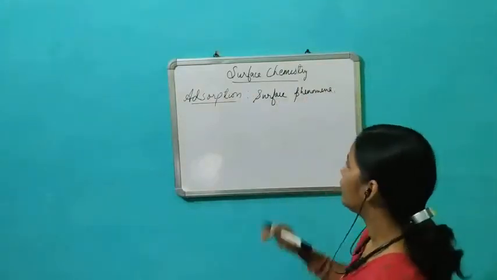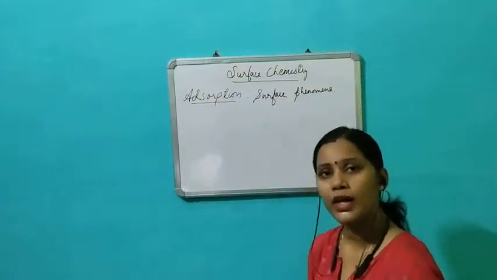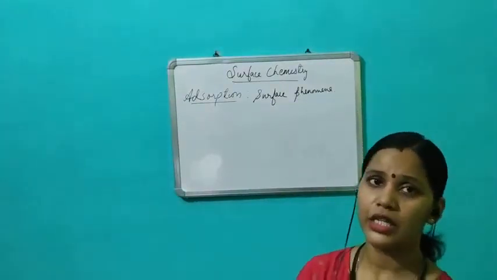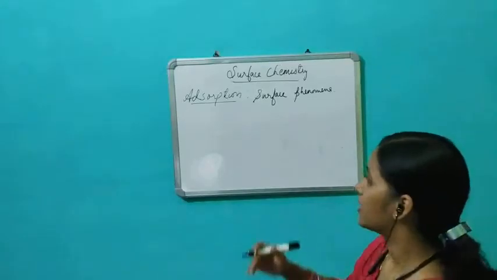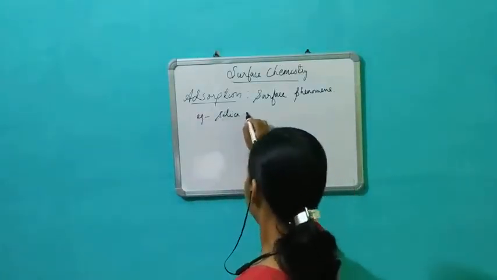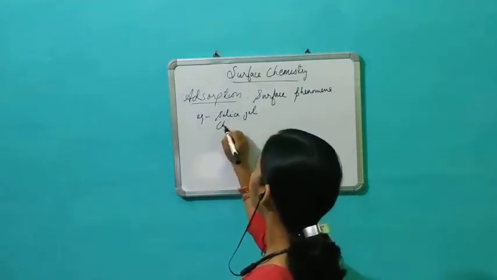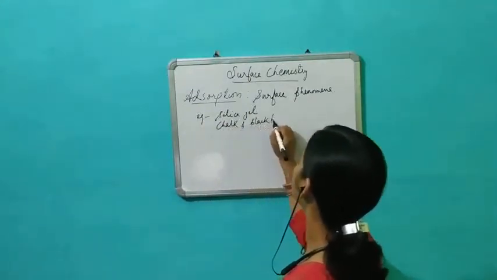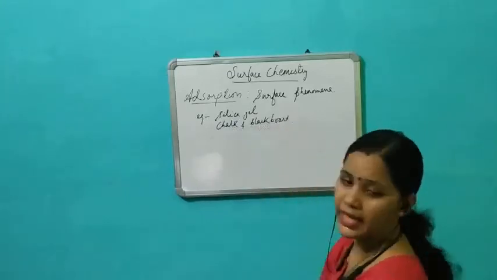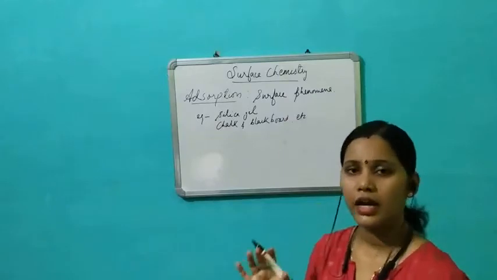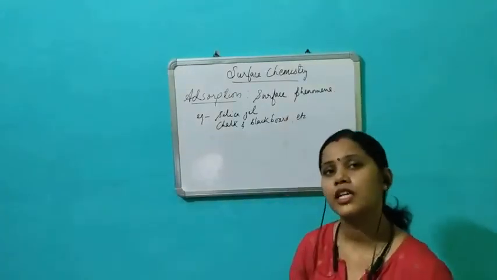Okay, so what happens here? One substance gets adsorbed on the surface of the other substance. For example, we have silica gel, or chalk and blackboard, or the activated charcoal, etc. So this is known as the adsorbent.